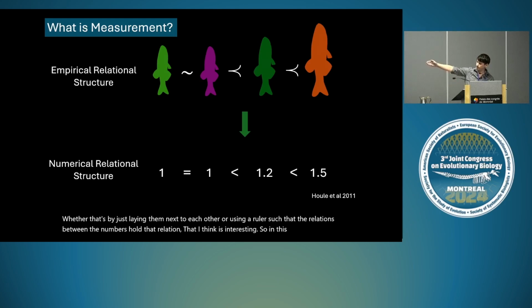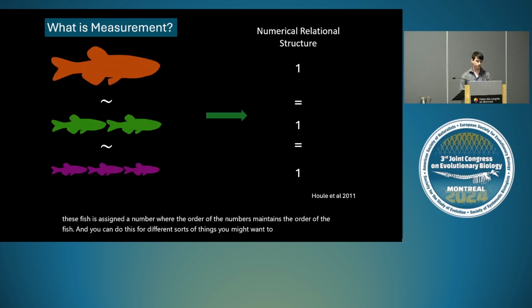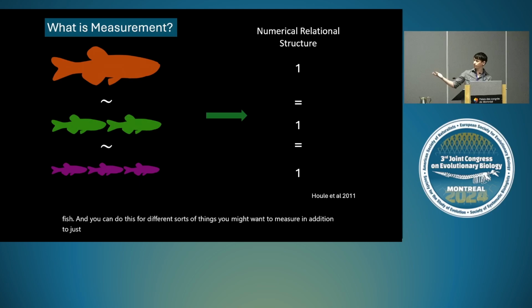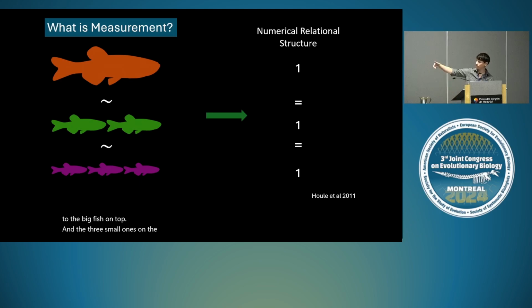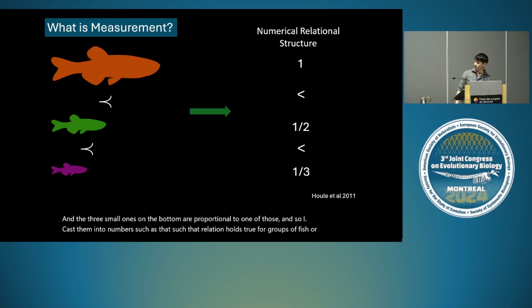So in this case, each of these fish is assigned a number, where the order of the numbers maintains the order of the fish. And you can do this for different sorts of things you might want to measure. In addition to just ordinality, you might think of ratios. So I think 2 of those green fish are proportional to the big fish on the top. And the 3 small ones on the bottom are proportional to 1 of those. And so I cast them into numbers such that relation holds true for groups of fish or for individual fish. So the green fish is half the worth of a red fish.